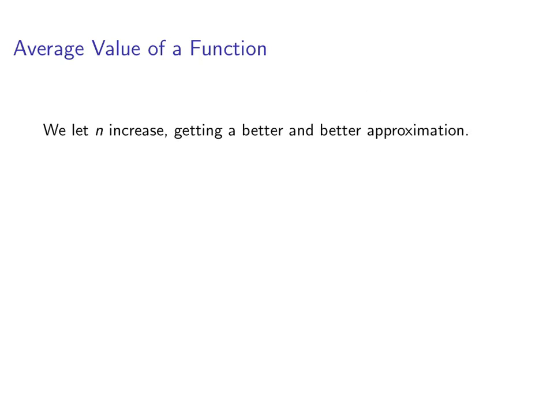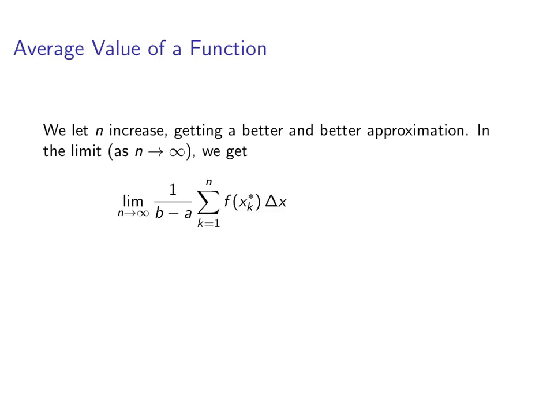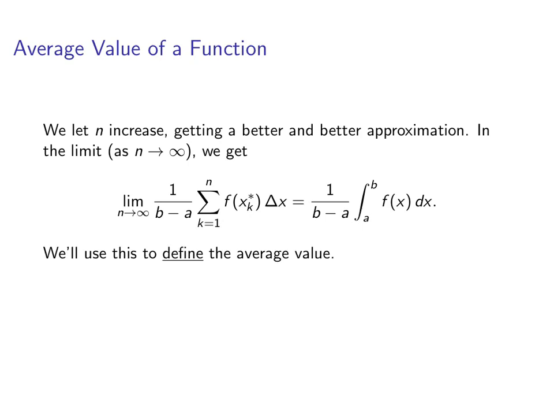So as usual, we let n increase, and that gets us a better and better approximation. And in the limit, as n goes to infinity, this is what we get. So we have the limit as n goes to infinity of 1 over b minus a times the sum, k goes from 1 to n, f of xk star delta x. And whenever you take a limit of a Riemann sum, you get an integral. In this case, we have a 1 over b minus a out in front that we'll have to keep around. And this is going to be our definition of average value.